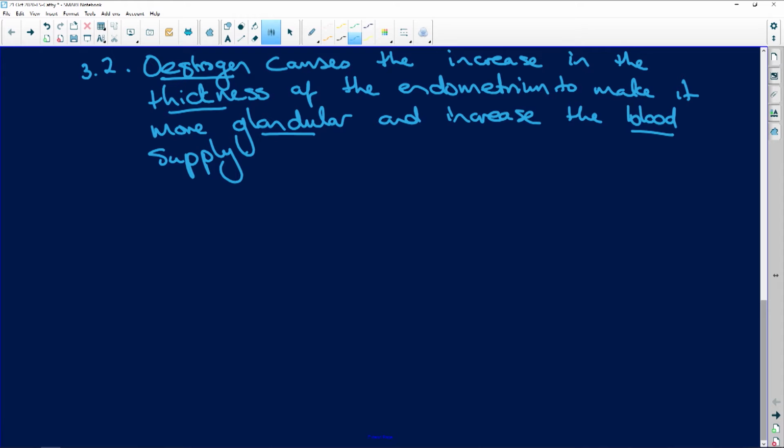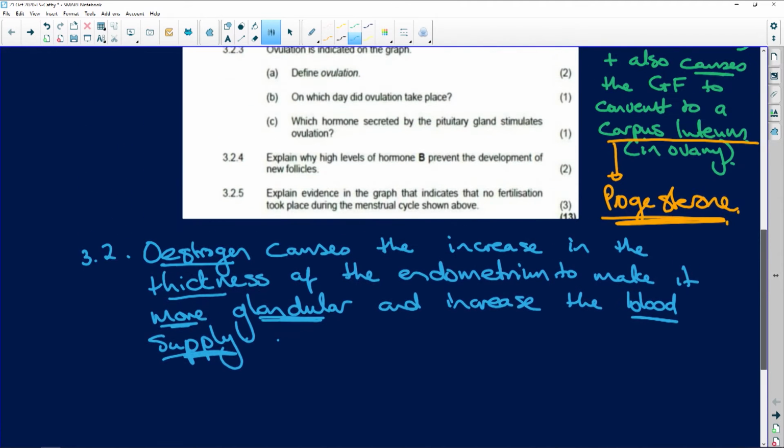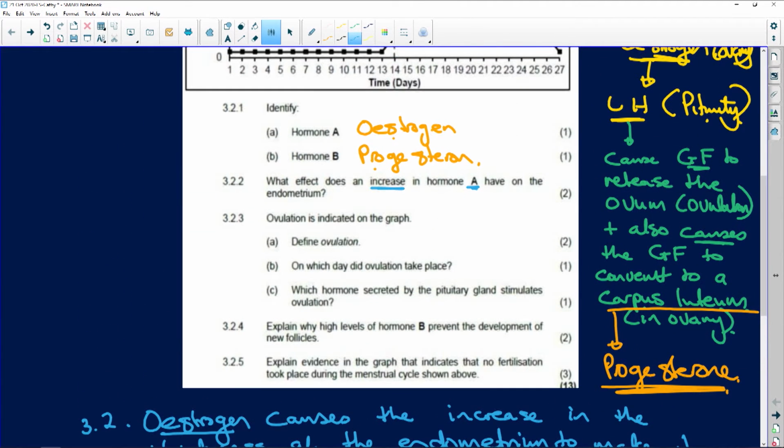And yeah, that's it. So you just have to say more glandular because there's more glandular tissue and an increase in the blood supply. And that's very, very important. And I think they gave you 3 marks for this, which is a lot of marks for saying something as simple as that. Oh, it's 2 marks, sorry.